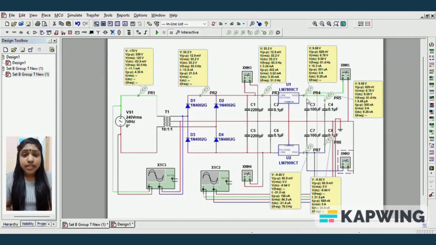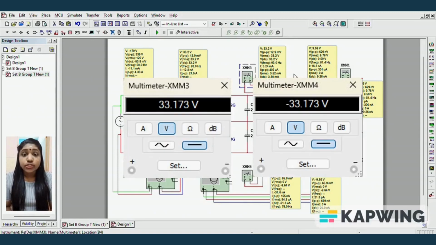The LM7809 is a positive voltage regulator that outputs a fixed voltage of 9 volts. The LM7909 is a negative voltage regulator that outputs a fixed voltage of negative 9 volts. The multimeter in the figure is measuring the voltage across the output capacitor of the LM7809 regulator. The reading on the multimeter shows that the output voltage is 33.172 volts.